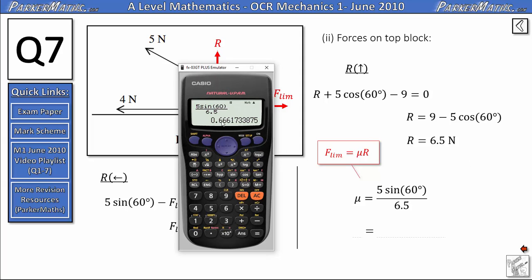And that gives us 0.666 if we round to 3 significant figures. Now I know we don't need this value later in the question because I've read ahead, but if you weren't sure, it might be a wise idea to store it as a different value to the last one, but I'm not going to do that because we don't need it.